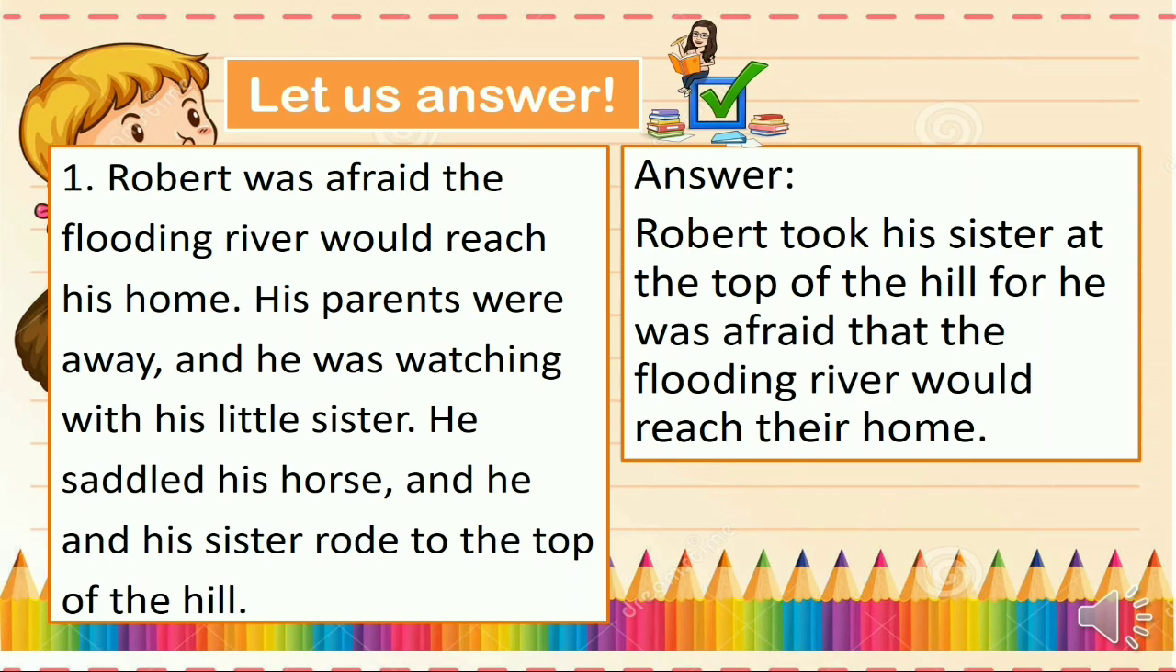This is my answer. Robert took his sister to the top of the hill, for he was afraid that the flooding river would reach their home. The problem in this passage: he was afraid that the flooding river would reach their home. The solution for this problem: Robert took his sister to the top of the hill.